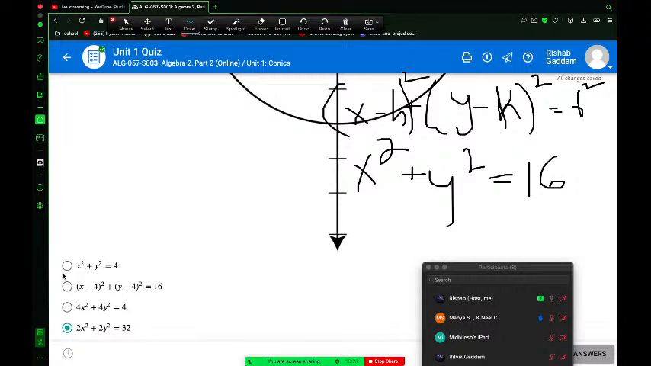So if you look at all of these answers here, you'll see that this one is obviously not it because it says x squared plus y squared equals 4, which is definitely not the case. X squared plus y squared is equal to 16. This one says that the center is 4 comma 4, which is obviously not the case. As you can see, the center is 0 comma 0. And this one says that the radius is 1, which is definitely not the case. But this one over here, if you divide the whole equation by 2, it becomes exactly this equation, which is exactly what we want. So that's why this is the correct answer.